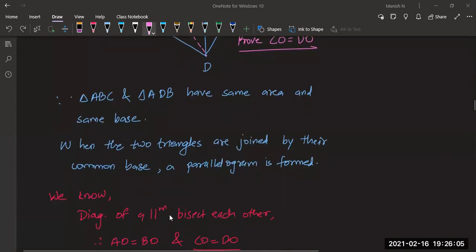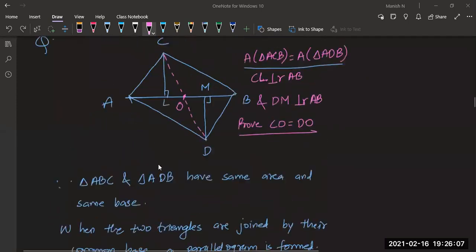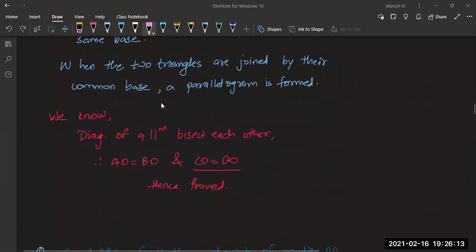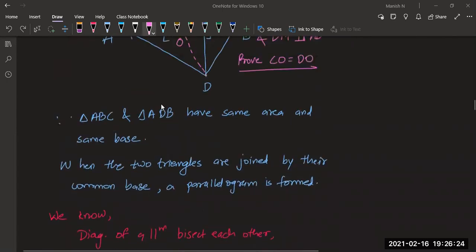So diagonals of a parallelogram bisect each other. Therefore, AO will be equal to BO. Similarly, CO will be equal to DO. Diagonals of a parallelogram bisect each other. This is the property which we have used in proving this theorem, right?